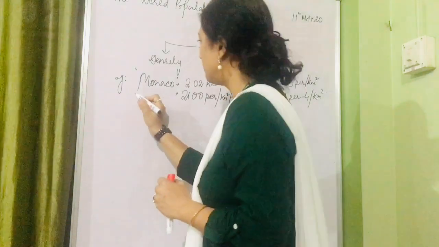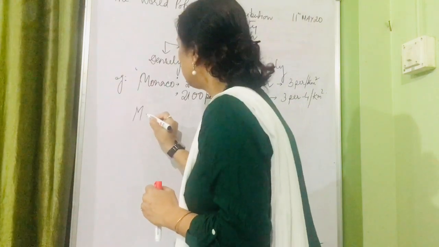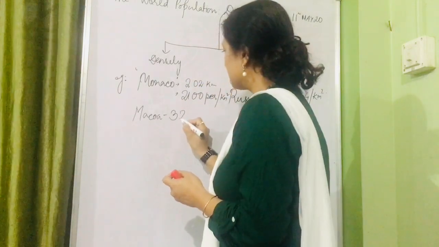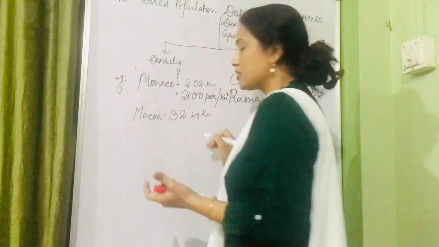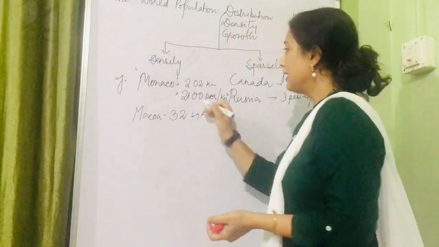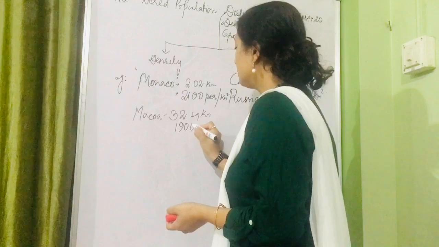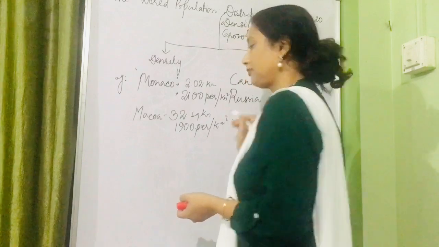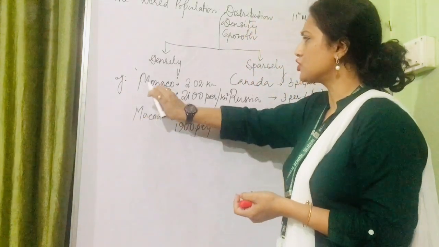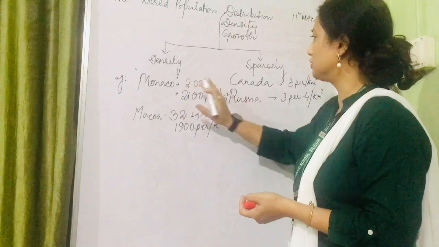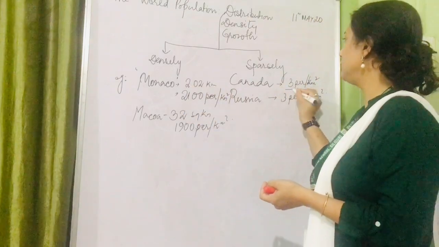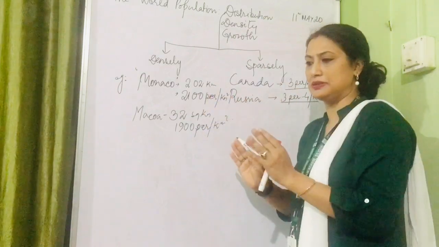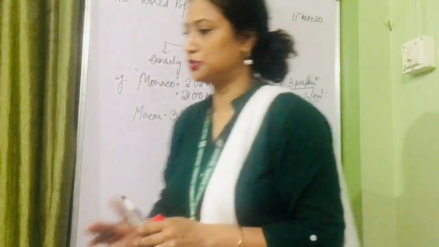In the same way, if we talk about Macau, the land area is 32 square kilometers, just like the islands of Lakshadweep. It has a population of nearly 1,900 persons per square kilometer. So a place with such a small area has such a huge population, and a place with such a huge landmass has only 3 persons per square kilometer. So why do we see these differences? That is our topic for discussion today.